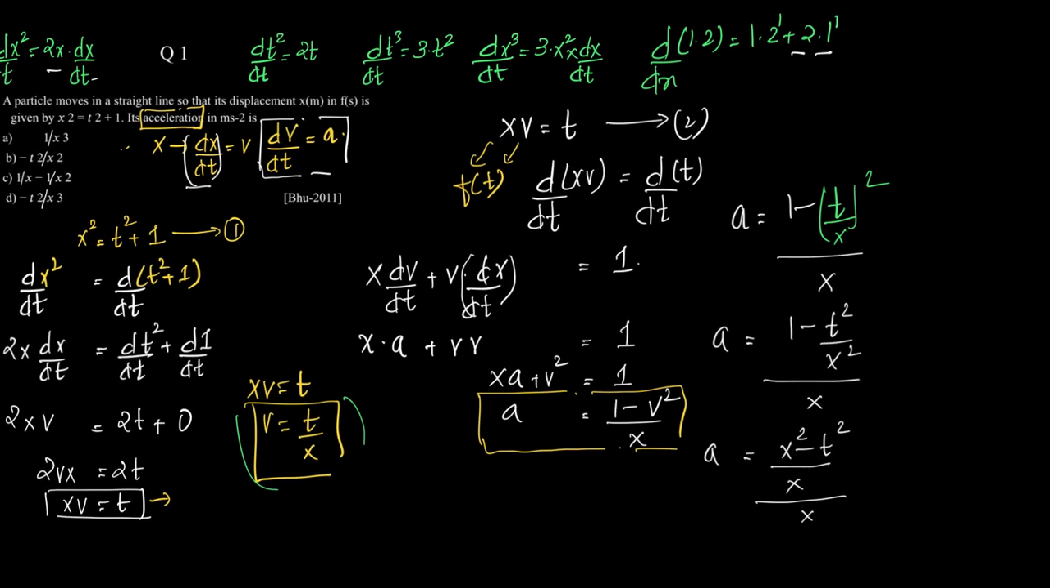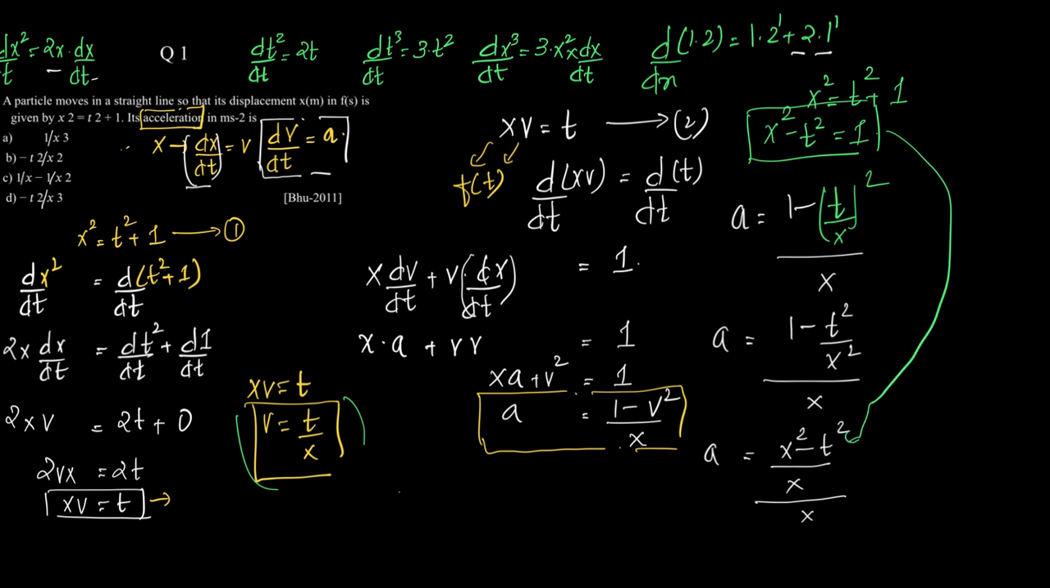Now, can we make any further changes here? Yes. See, what is given in the question? The question is given that x square is equal to t square plus 1, which means x square minus t square is equal to 1, right? So if I bring this x square minus t square is equal to 1 in this equation, what do I get? I get a is equal to, instead of x square minus t square, I can write 1, right? X square minus t square is equal to 1.